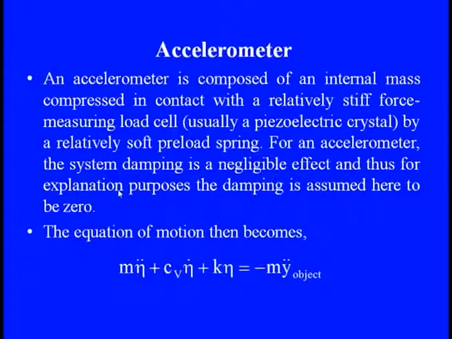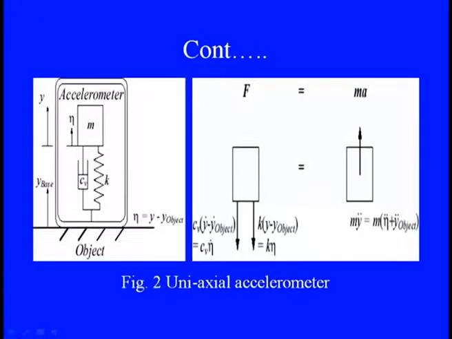So, the first device is the accelerometer. Accelerometers nowadays are one of the fascinating devices, based mainly, as we discussed, on the piezoelectric principle. When we talk about the accelerometer, the system damping has almost a negligible effect. Thus, we can use accelerometers based on the piezoelectric principle, having the equation of motion m η double dot plus c_v η dot plus k η equals minus m y object double dot. This equation is simply the formulation of that.